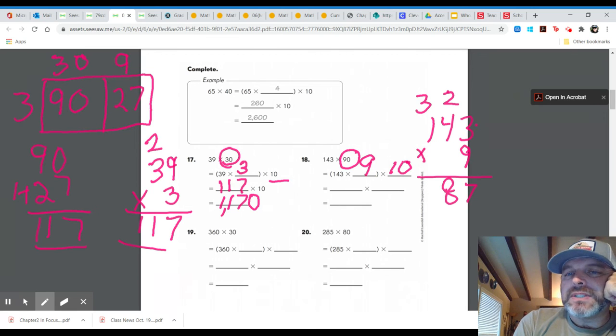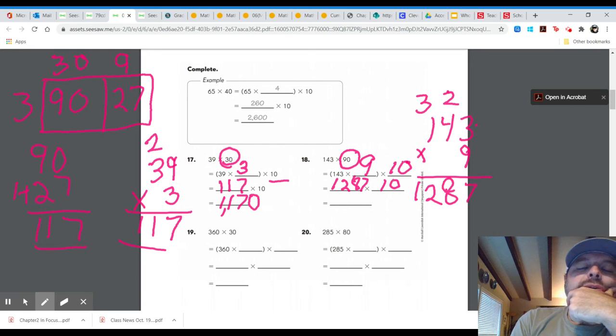And the last one's easy. 9 times 1 is 9, plus 3 is 12. Okay. So that's going to be 1,287. Can you please keep that screen up for a second? Yeah, I'll leave the screen up for a minute.